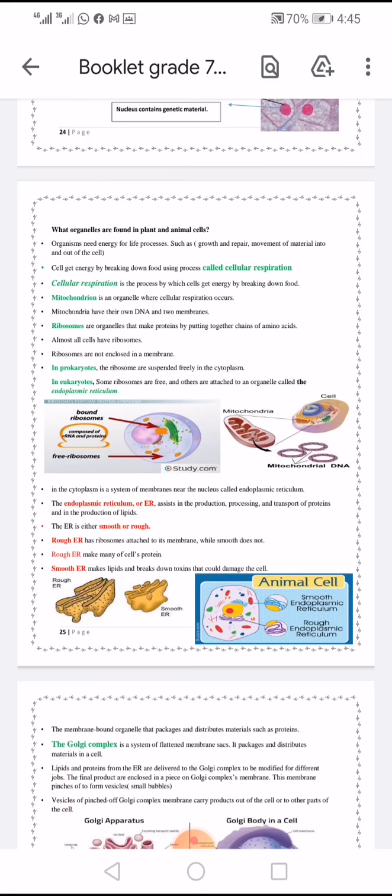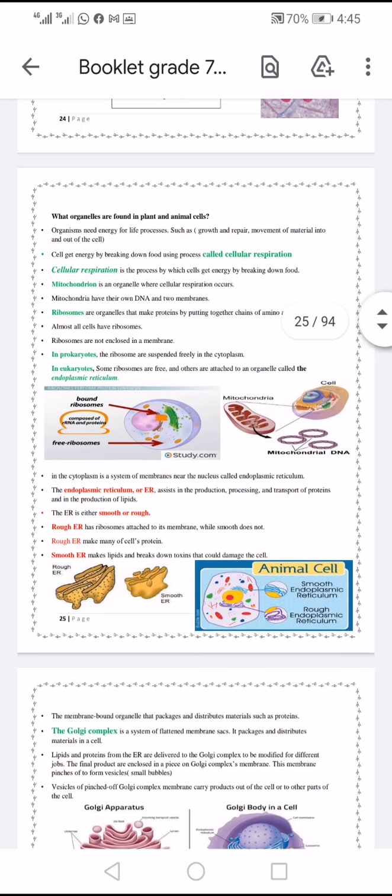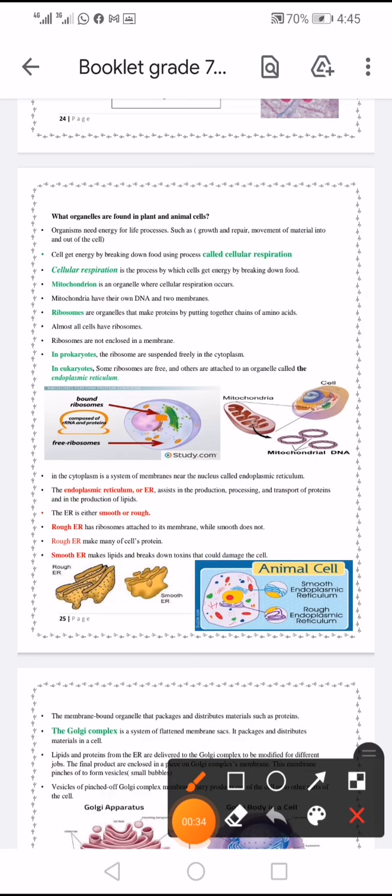Organisms need energy for life processes such as growth, repair, movement of material into and out of the cell. So any organism needs energy for life processes like what? Like growth, repair, movement of material into and out of the cell. Cells get energy by breaking down food using a process called cellular respiration.